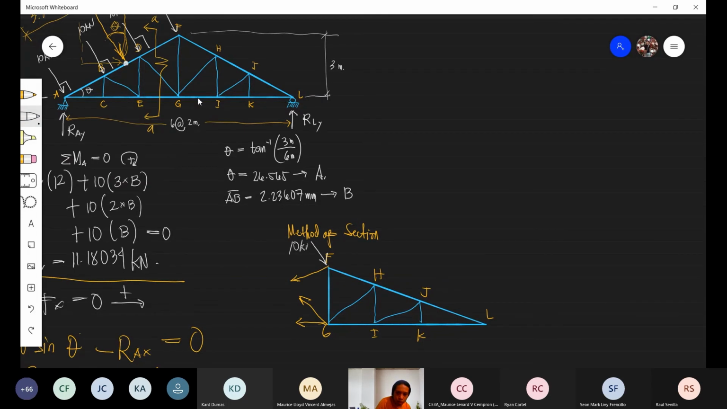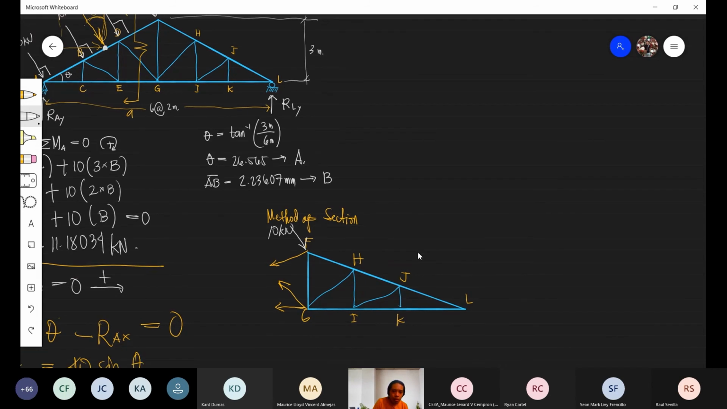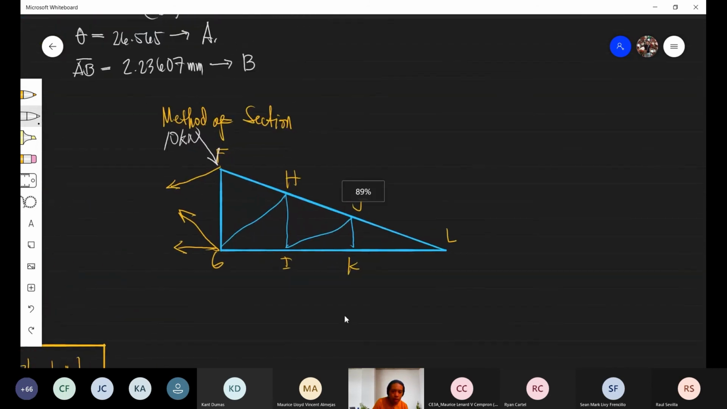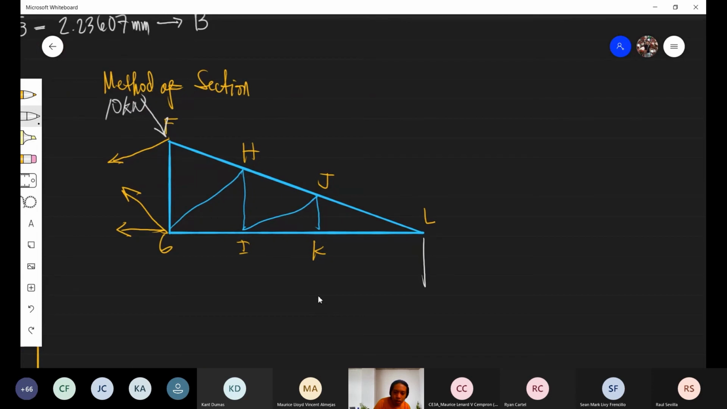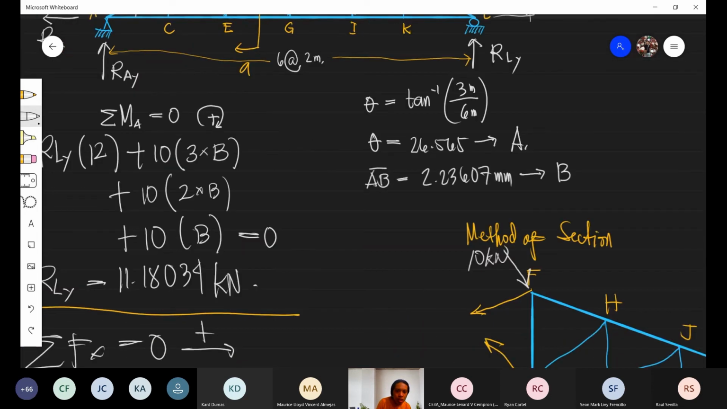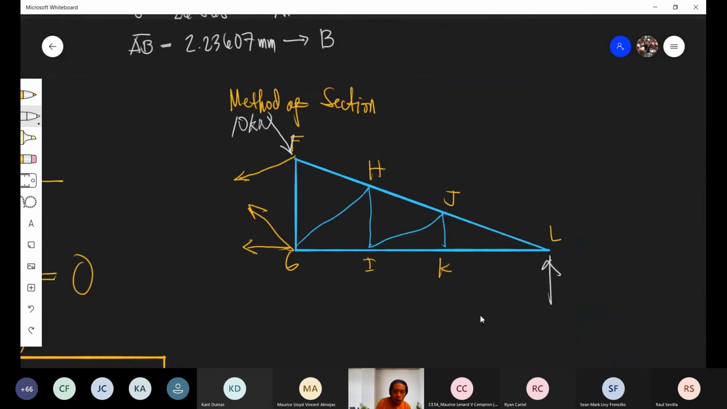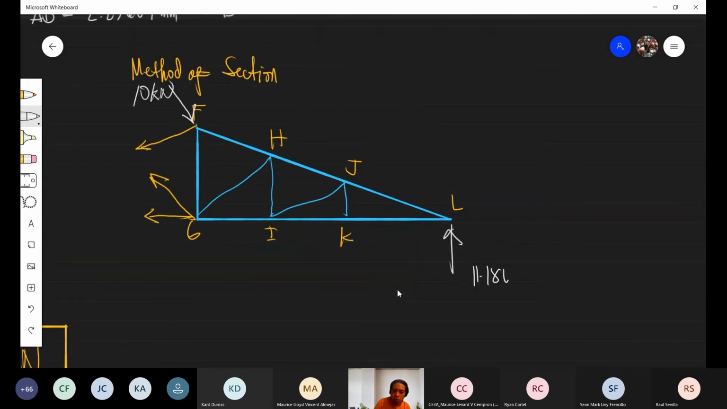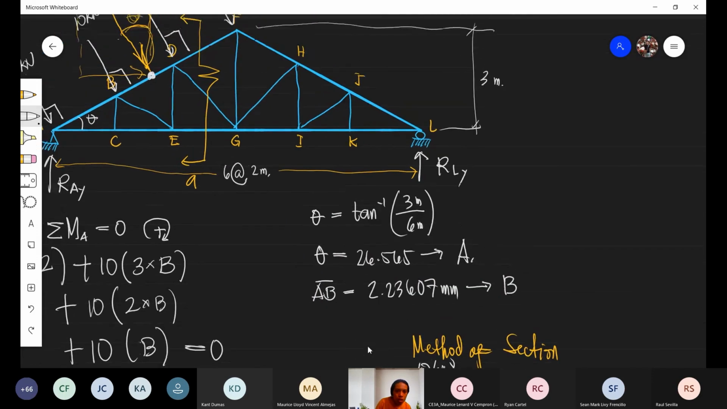This is 10 kilonewtons. And of course there is also the reaction, 11.18034, in kilonewtons. So these are all the forces acting. What we are concerned with is the value of this force in DF, this force in DG, and this force in EG.